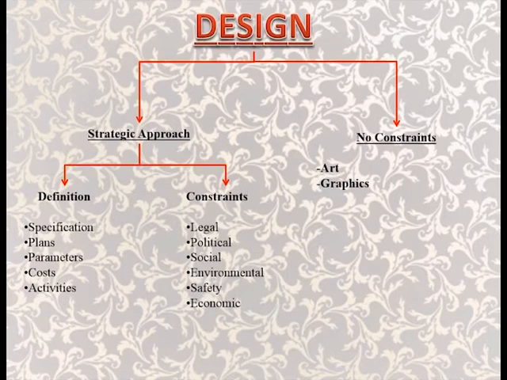Let us try and understand what exactly is a design. A design is a strategic plan for the construction of an object or a system within constraints, as well as a design can be imaginary and impractical with no constraints at all. One of the strategic approaches can be defined with specifications, plans, parameters, costs and activities within constraints like legal constraints, political constraints, social, environmental, safety and economic constraints. Whereas design can also be something with no constraint at all, like art or graphic.